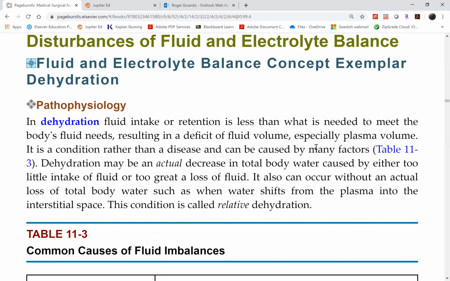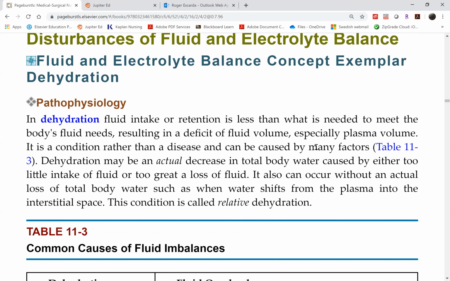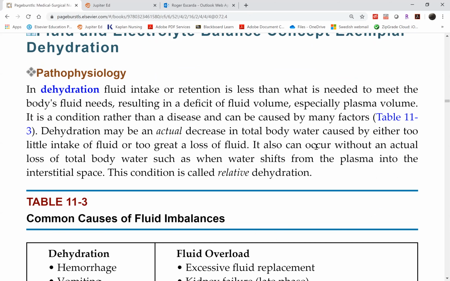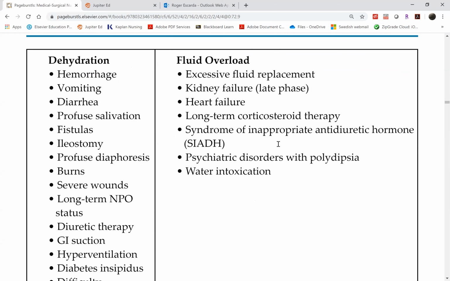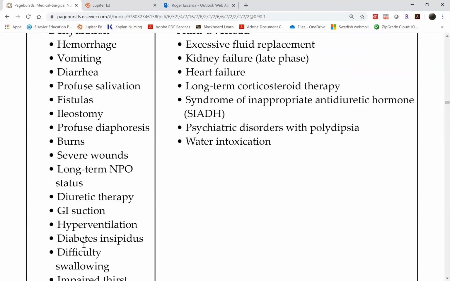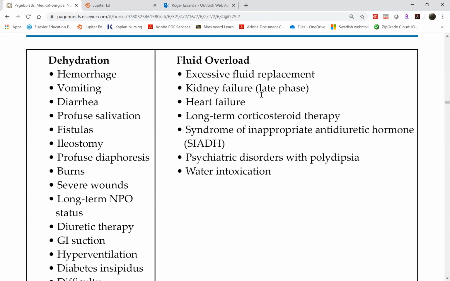Okay, so let's look at the 2 problems. It's very simple. We only have 2 problems. Either you don't have enough fluid or you have too much. Common causes are self-explanatory. With dehydration, you're losing fluid through various means. In fluid overload, you're not losing enough, because we normally excrete.